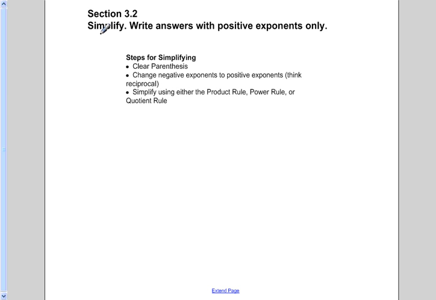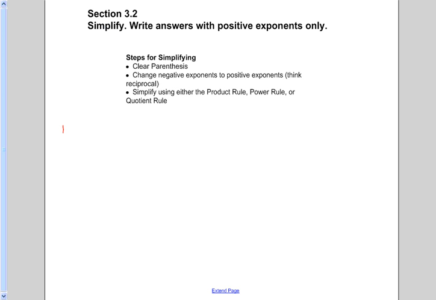Step 1, clear parentheses if you have them. Step 2 is going to be change all your negative exponents to positive exponents. And I say think about reciprocal. That means you're flipping it over or changing the position. And then simplify using either the product rule, the power rule, or the quotient rule. And that's all going to depend on your problem. Okay, so let's look at a few examples.